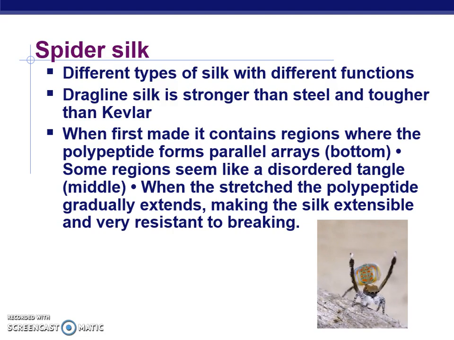And then last but not least, we get our spider silk, the spiders all throughout the presentation. Spider silk is really interesting. There's different types with different functions, but some of them can be stronger than steel and tougher than Kevlar. If you look at their structure, they have these really interesting different structures. They have different regions with different properties that allow them to be really strong, but also resistant to breaking and flexible. So there's a lot of research done into that structure.